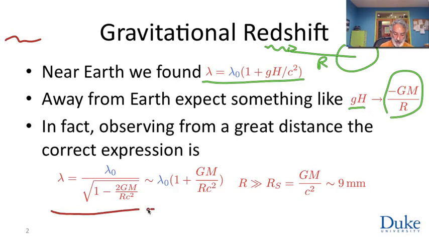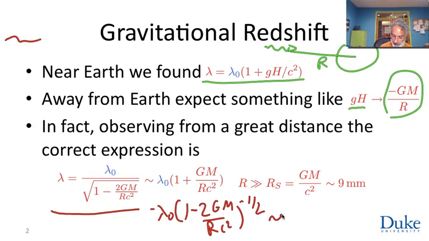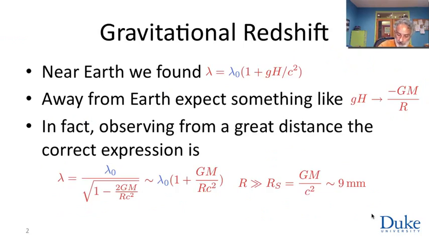The correct relativistic expression is this one. The observed frequency will be the emitted frequency divided by the square root of this ratio. We can use the Newton's approximation to write this as lambda 0 times (1 minus 2GM over rc squared) to the minus a half, and then that's the same as lambda 0 times (1 plus GM over rc squared), since minus times minus a half is plus, and that's the expression I wrote there. And so to a good approximation, we get exactly what we expected. Here's the GM over r that we expected.